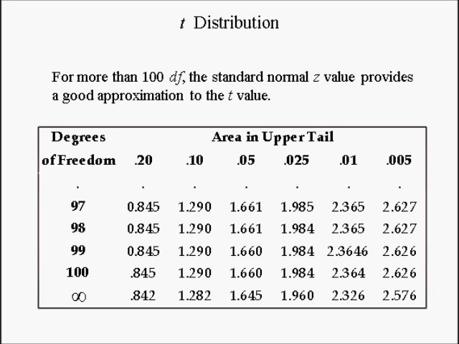In fact, the final row of the t-distribution table, which is located in the appendix of most textbooks, is identified by the symbol of infinity in the degrees of freedom column. This row contains t-values.